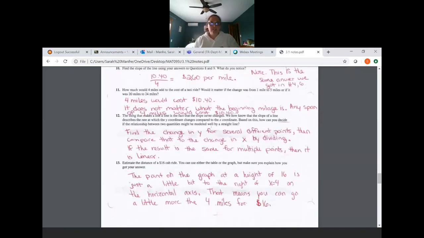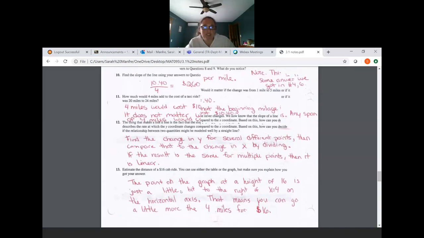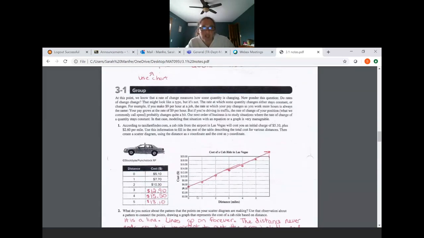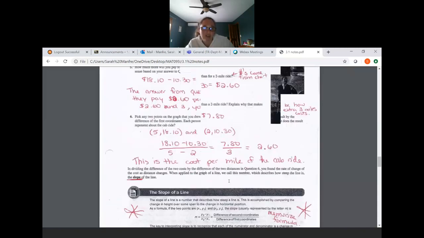Okay, question 13. Estimate the distance of a $16 cab ride. You can use either table or the graph, but make sure you explain it. So what I did, if you go up to the graph and you're looking for a $16 cab ride, so I'm going to go back up to my graph on the previous page, and I want $16. So here's $16. I'm going to go all the way across the line, and I'm going to look. It is just about 4 miles. It's just over 4 miles is where it gets to the 16. Okay, so that's how we're going to answer that question.